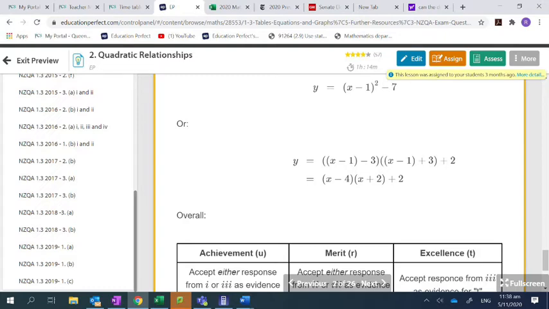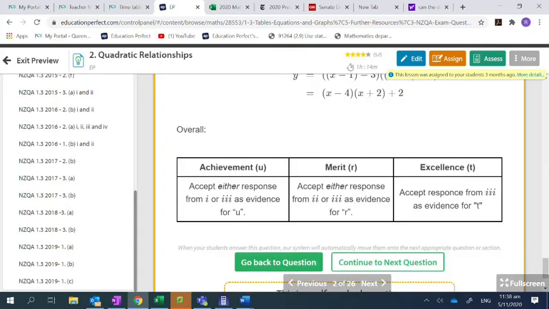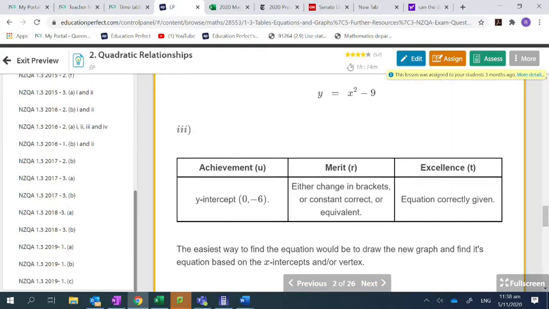Guys, follow me. That is the equation we got by simply doing the translations, the shifts, and it's the same exact equation. Do not follow all the crap that they went through to get that. And if you write this, here, it's an excellence. Y equals, excellence.